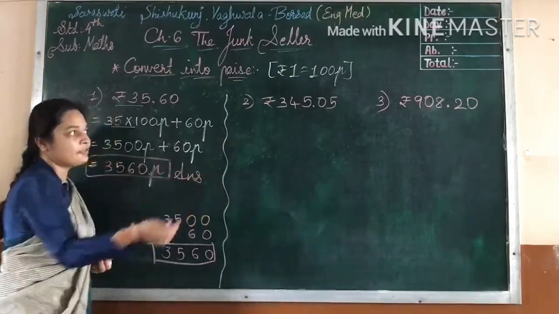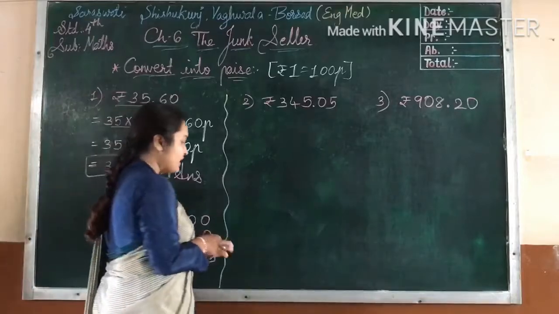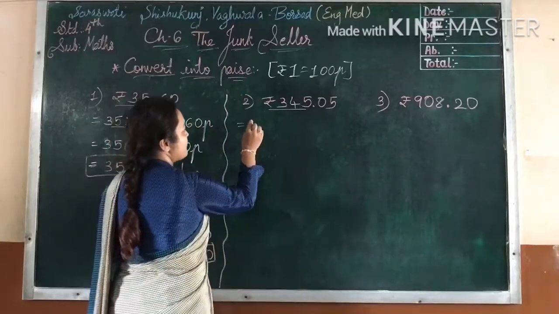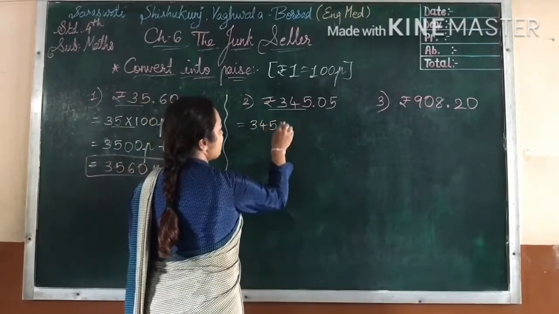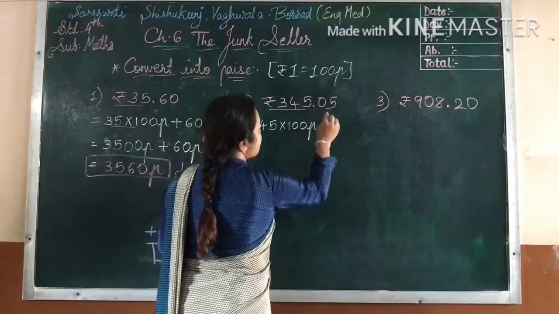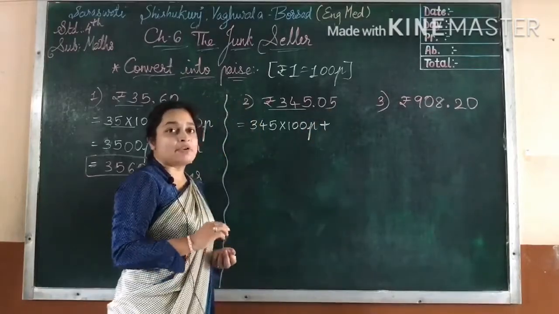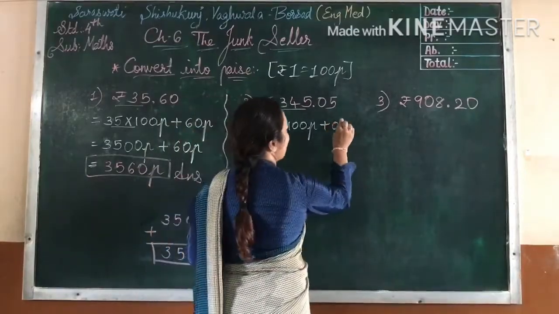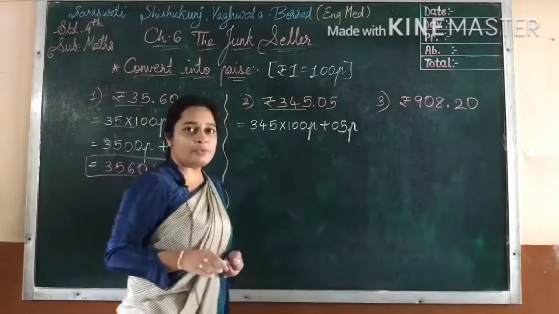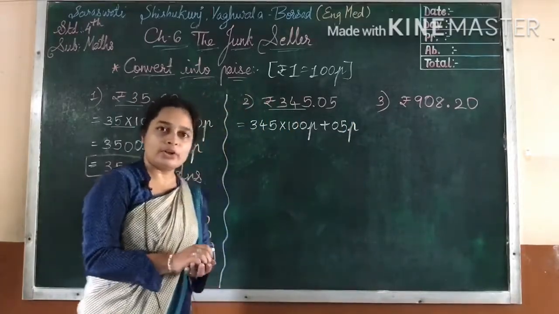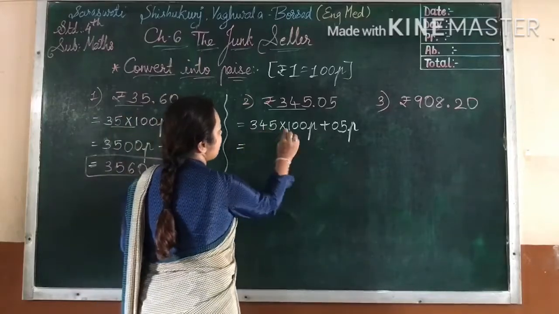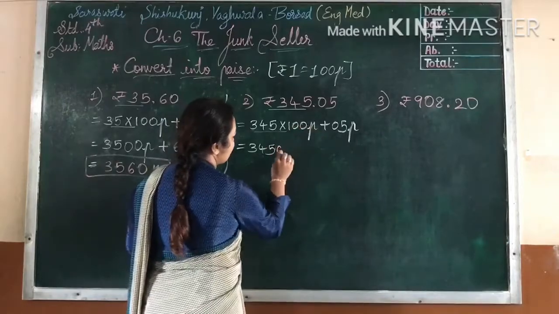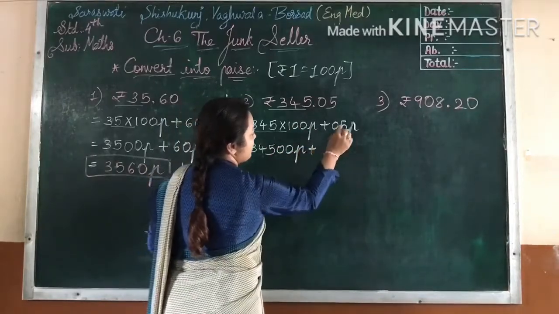In the same way we will solve the 2nd and 3rd sums. Let's see the 2nd sum. First of all we will convert this 345 into paisa. So 345 multiplied by 100 paisa plus 0.5. It means 5 paisa only. You can write 0.5 or you can write 5 paisa, no problem, both are correct. To avoid confusion, we will write 0.5 only. So let's solve it. 345 ones are 345. The double zero and paisa we keep as it is, plus sign, 0.5 paisa.